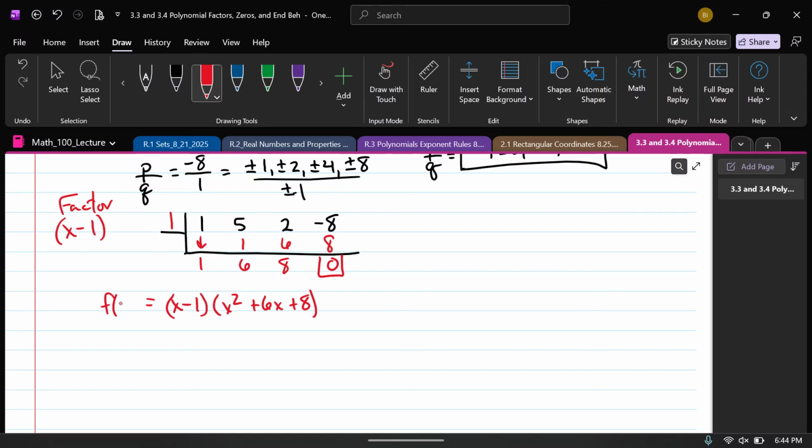The good news is I can factor that other one by the x method. And it's the shortcut x method, which is even better. What multiplies to be 8 and adds to be 6? 4 times 2. So that's going to be x minus 1, x plus 4, x plus 2. There's my factored form.